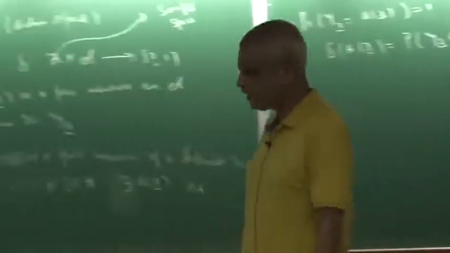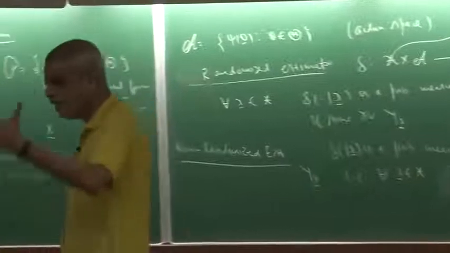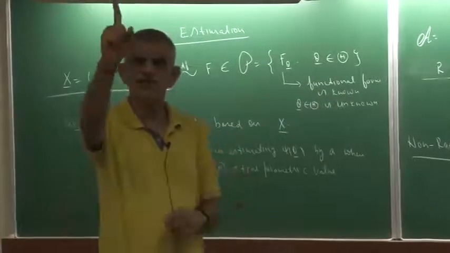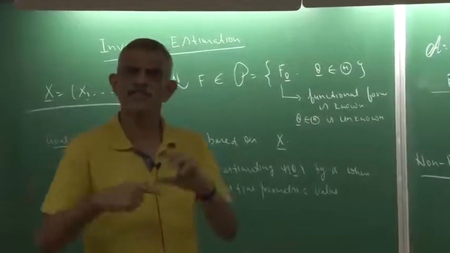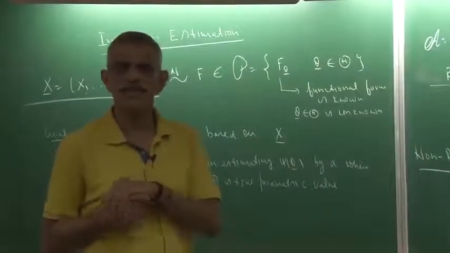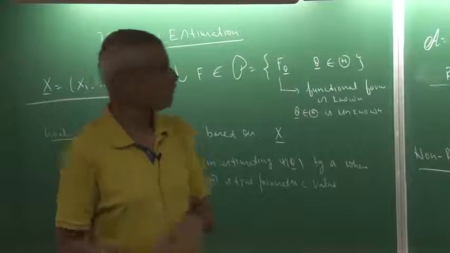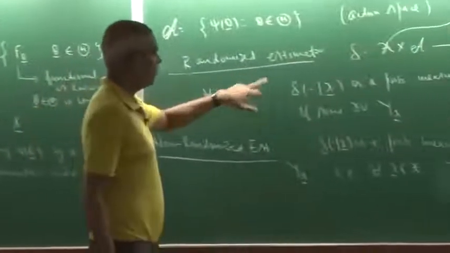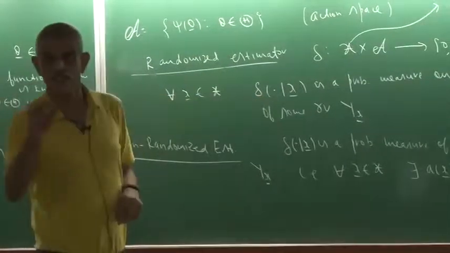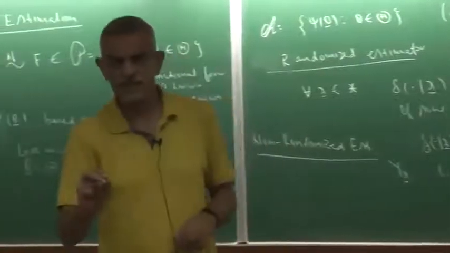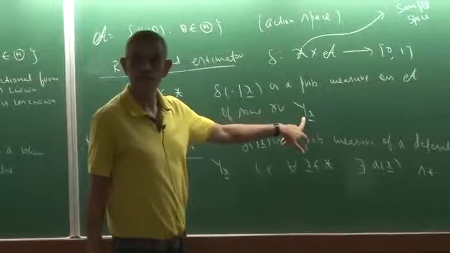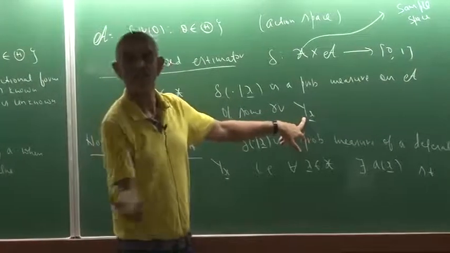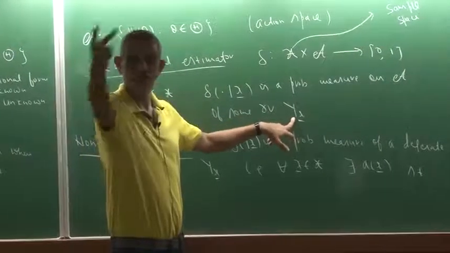So what does a non-randomized estimator do? For every x, it chooses only one action with probability 1. That means no further randomization is required after you have observed the data. In the randomized estimator, because you are considering a probability measure, for every x your action is a random variable Yx, which you observe through conducting another random experiment.